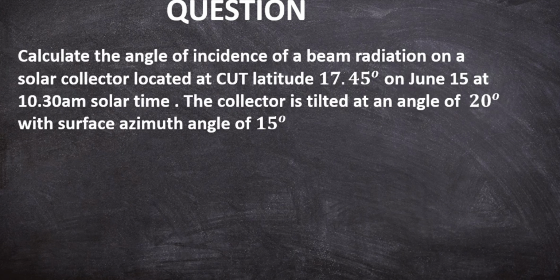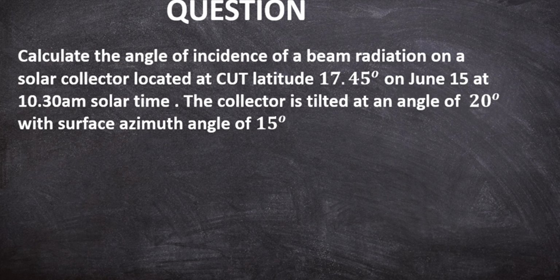Calculate the angle of incidence of a beam radiation on a solar collector located at Kati, latitude 17.45 degrees, on June 15 at a solar time of 10:30 a.m. It goes on to say the collector is tilted at an angle of 20 degrees with a surface azimuth angle of 15 degrees.